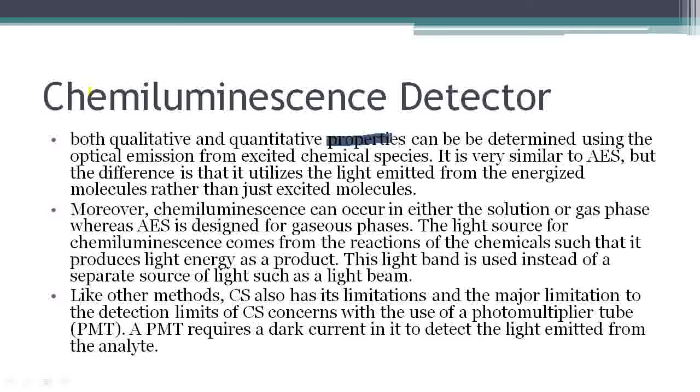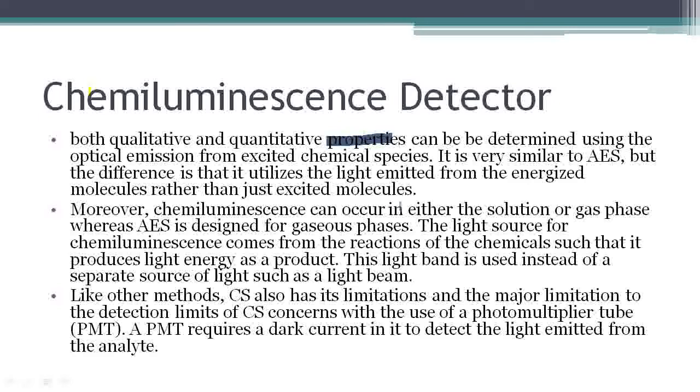So what happens in chemiluminescence? Do you know? You have to just go through the Jablonski diagram to understand this. The basic idea: there are certain molecules that absorb energy, they get excited to a certain level, and then they release this energy in form of light, or in form of chemiluminescence. So by this property we detect them. This can occur in solution or the gas phase, but the AES is designed only for gaseous phase.